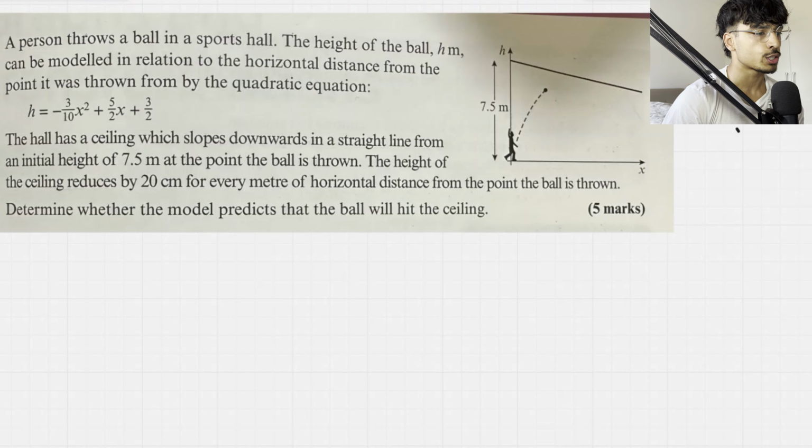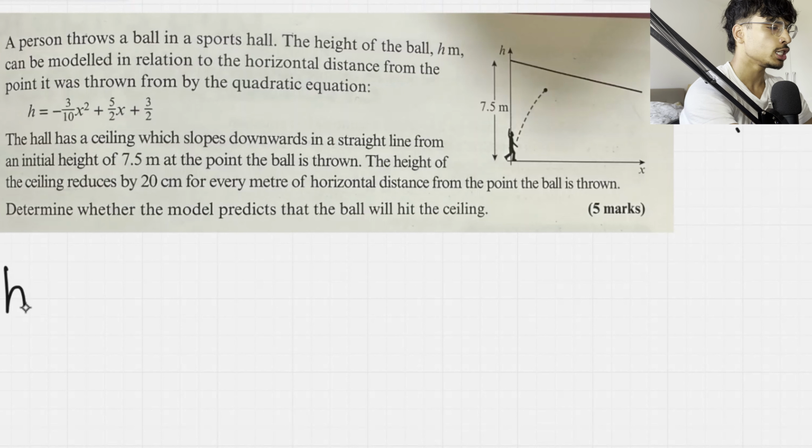The hall has a ceiling which slopes downwards in a straight line, so we're going to have to rewrite this in the form y is mx plus c. The ceiling has an initial height of 7.5 meters, and the height of the ceiling reduces by 20 centimeters for every meter of horizontal distance. Now, they've tried to confuse you by changing the units, but you know that the units are in meters, so that 20 centimeters, you're going to have to convert it to 0.2 meters.